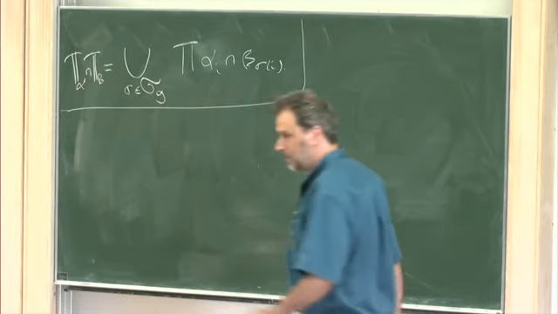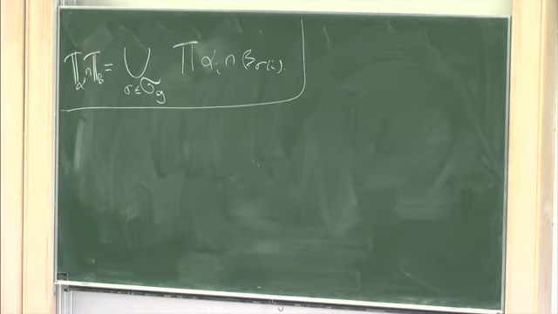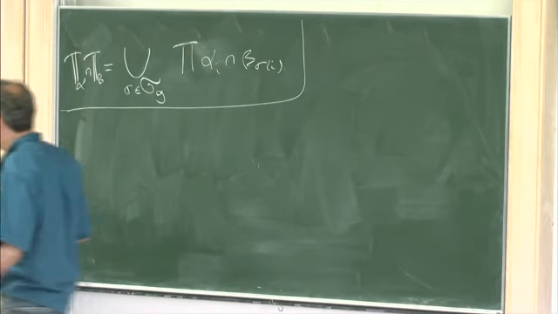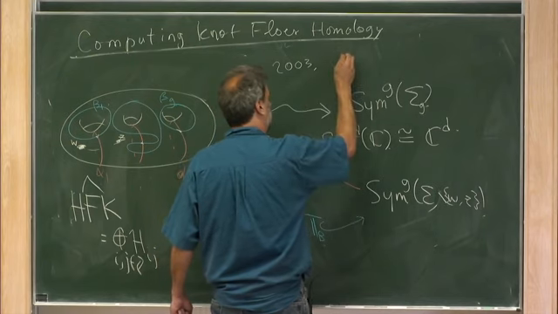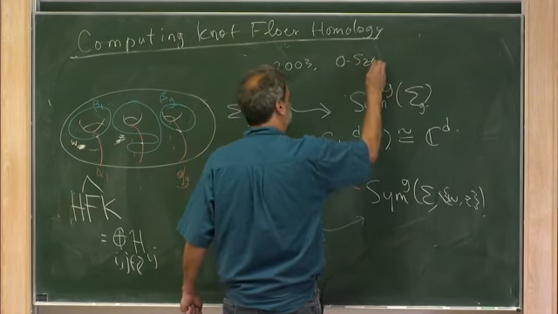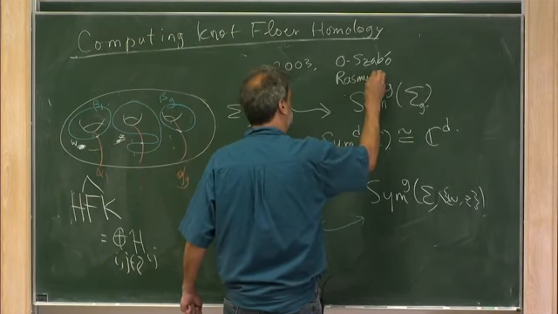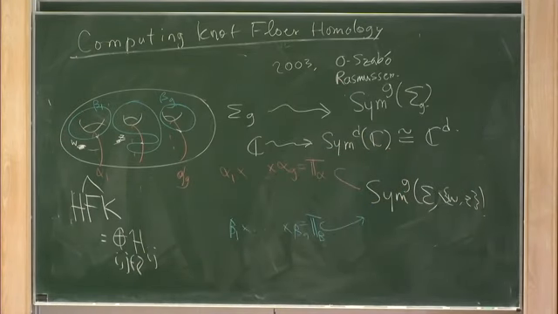Okay. So this is the invariant we'd like to compute. And of course, as Zoltan mentioned, this is an invariant whose definition goes back to 2003. Zoltan and I defined this, and it was also independently discovered by Jake Rasmussen. Okay, and it had applications that Zoltan talked about. So now let's just take this as a point that we'd like to compute.